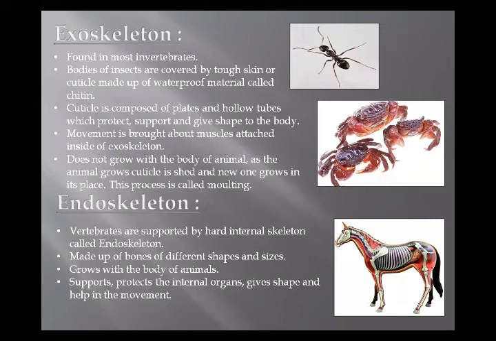The cuticle is composed of plates and hollow tubes. This cuticle protects and supports the body. It gives shape to the body. It helps in locomotion, and it has different colors. The cuticle has different colors in different animals, which help them to camouflage. Camouflage means to hide themselves from their enemies.